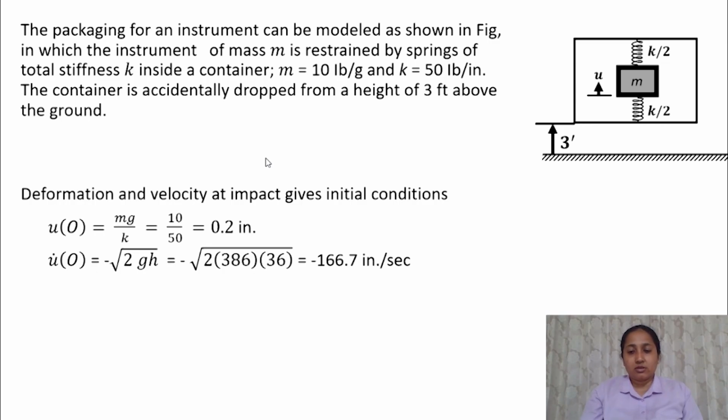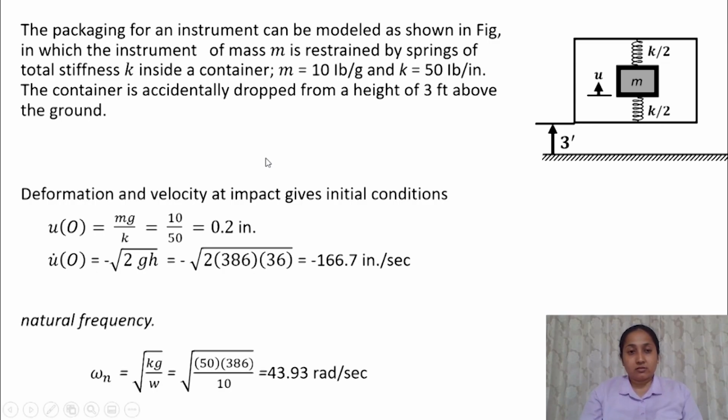So now let's calculate the natural frequency. The stiffness is given and the mass is also given. So natural frequency is equal to root of k by mass, that is root of kg by weight. So you can calculate this value as well.